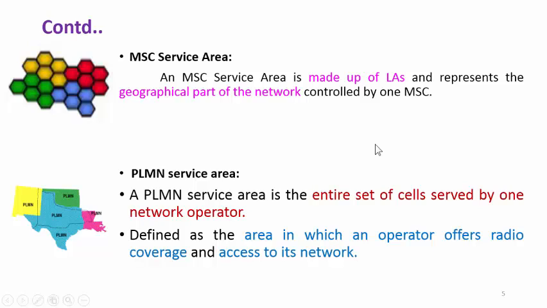The next one is the PLMN, that is public land mobile network service area. This PLMN service area is the entire set of cells served by one service provider or network operator, and is defined as the area in which an operator offers radio coverage and access to its network. Here the blue, red and pink colors shown on the map are the PLMN service areas.